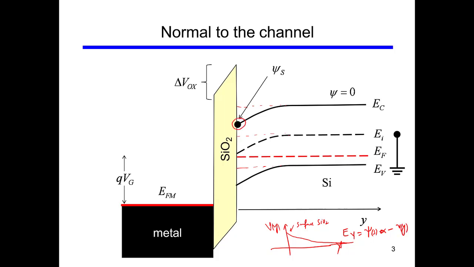So you see, at this point, this band goes down. The conduction, the intrinsic and the valence bands go down due to the potential that is developed at the gate with application of voltage. So this is the energy band diagram normal to the channel, perpendicular to the channel.